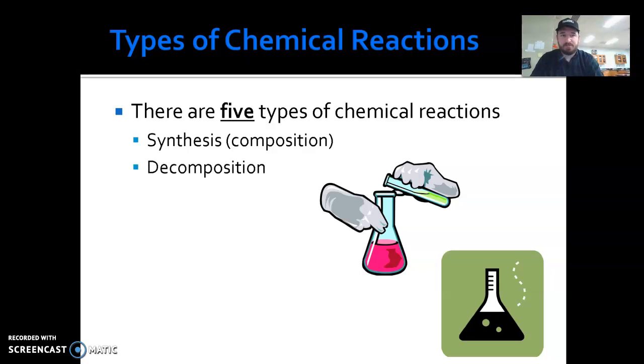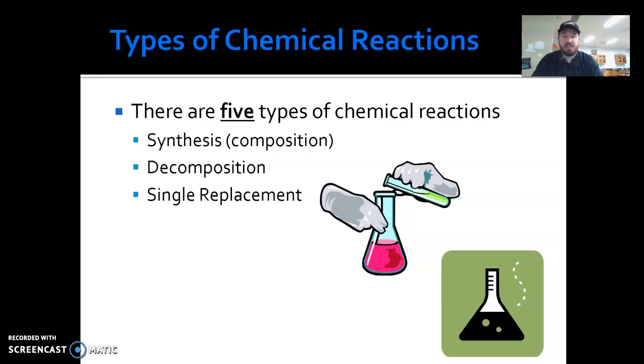Decomposition reaction. This is when we are breaking something down. We'll talk about that more in a little bit. We would abbreviate this as a D. So maybe it might be a good idea to write next to these or to the left of the bullets what our abbreviation would be. So our abbreviation for synthesis would be S. Our abbreviation for decomposition will be D.